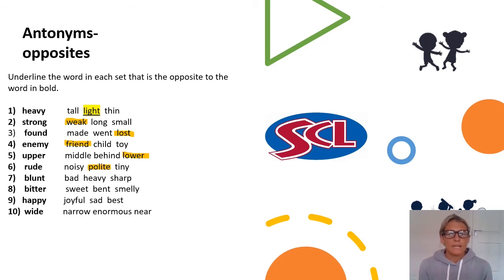Okay, this one could be a little bit tricky. So we've got blunt. If something is quite blunt, so if I said my knife is blunt, what would be the opposite? Yes, if my knife was sharp. So we don't play with those sharp objects.